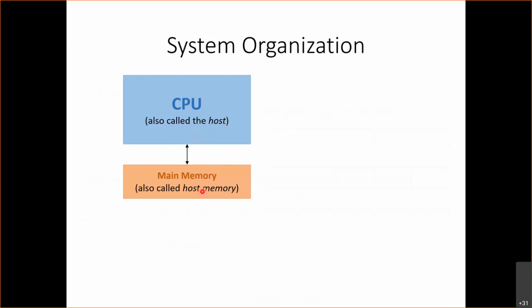Now, this is a typical system. We have a CPU that has access to some memory. When we want to use GPU computing, we're also going to have a GPU in our system. Maybe we can have multiple GPUs, but for now we're just going to worry about having one GPU, and the GPU is called the device.